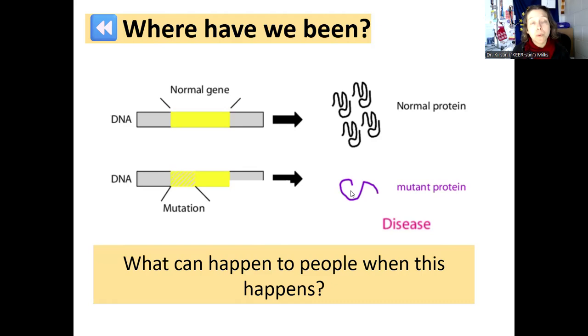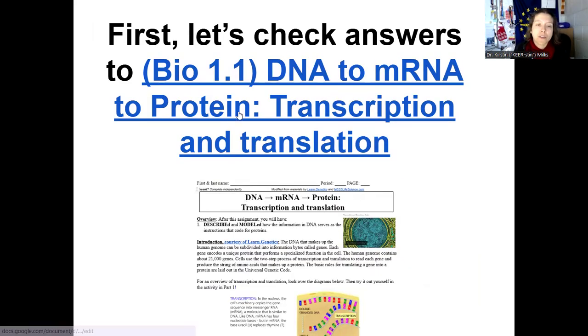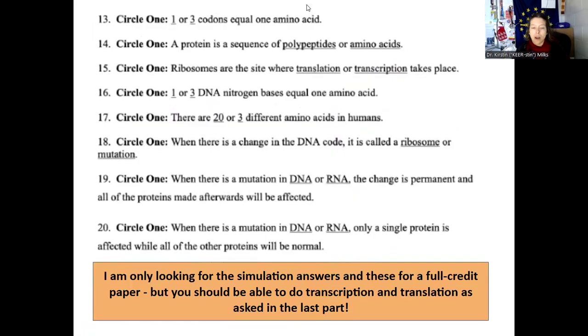Now, sometimes that mutant protein works even better, but a lot of the time, that change can cause a disease phenotype or a medical condition. And so we've been learning what happens to people when this happens. So first things first, we're going to check the answers to this assignment: DNA to messenger RNA to protein, transcription and translation. And I wanted to say to you, we're going to talk about the answers here.